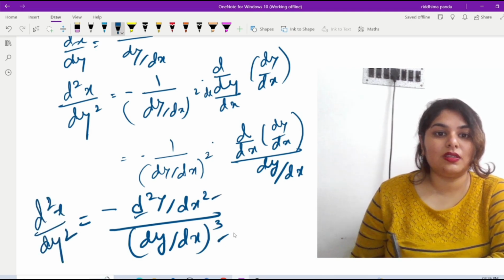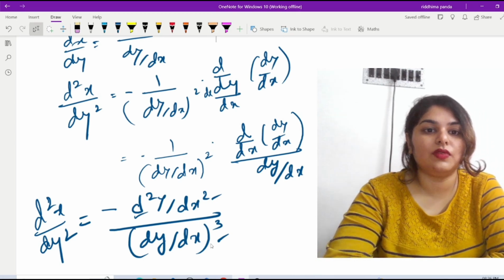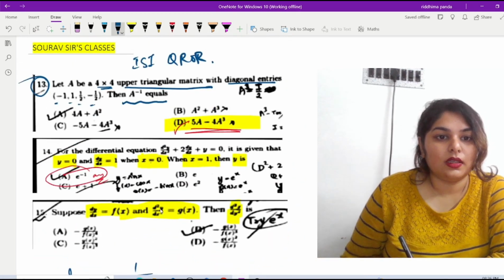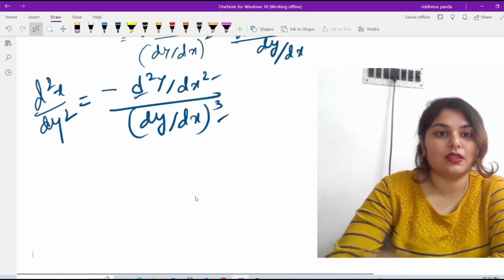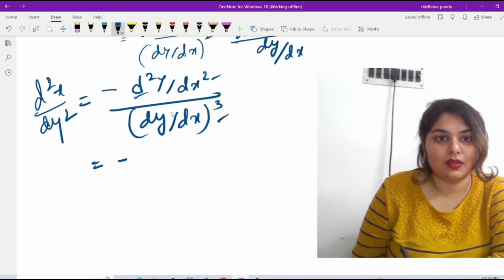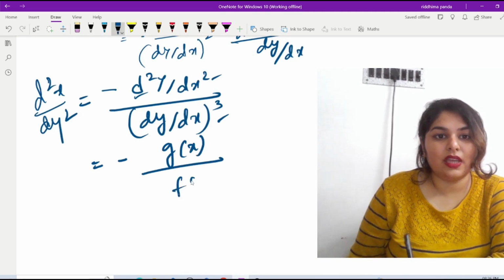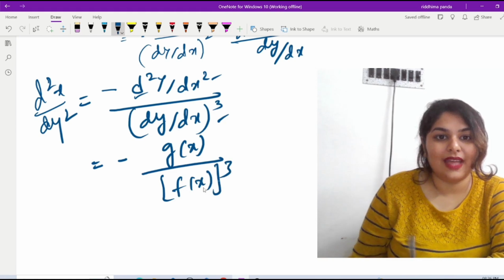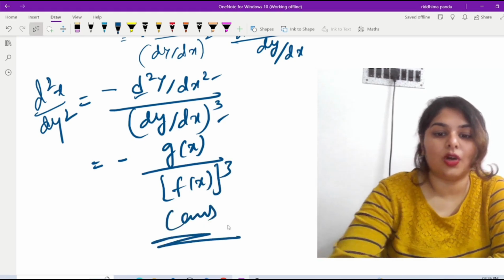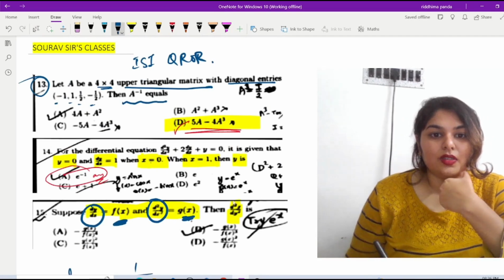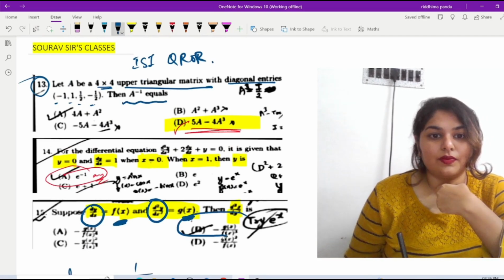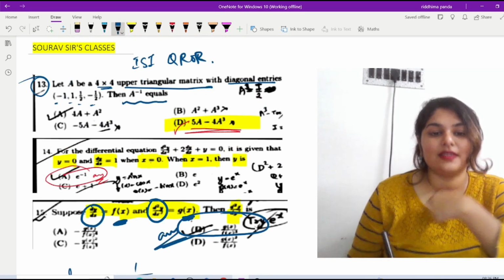Now we are given these values. From the question we know that d2y by dx square is g(x) and dy by dx is f(x). So this becomes minus, numerator g(x), denominator f(x) whole cube, and this is our answer. Let us see the options. So the option is minus g(x) by f(x) cube. That is D. D is our correct answer.